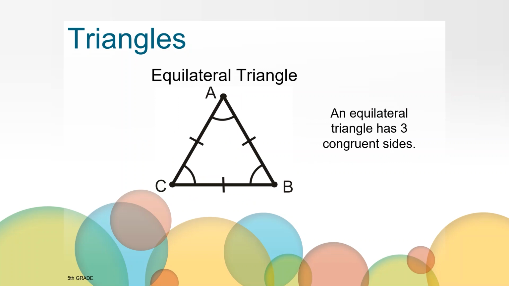Now take a look at this triangle. What do you notice? We know that each of the sides are congruent, or the same length, because each side has a hash mark. This triangle is called an equilateral triangle. Equal means the same and lateral means side. An equilateral triangle has three sides that measure the same, or they are all congruent.